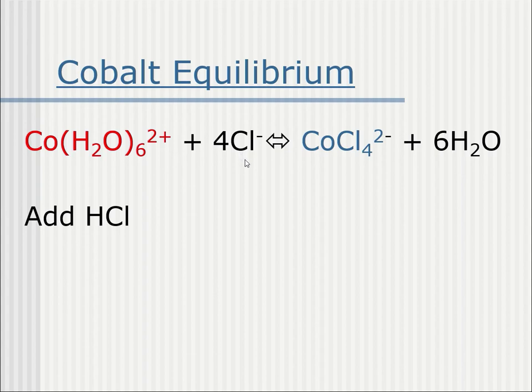So in this situation, if I add HCl, which provides my Cl ions, it's going to shift towards the right. It's going to make more blue and less red, and these two ions have those colors. So when I add hydrochloric acid, it's going to create a bluer environment. If I add water, it's going to shift away from the water and come back over here, and it's going to become pink.